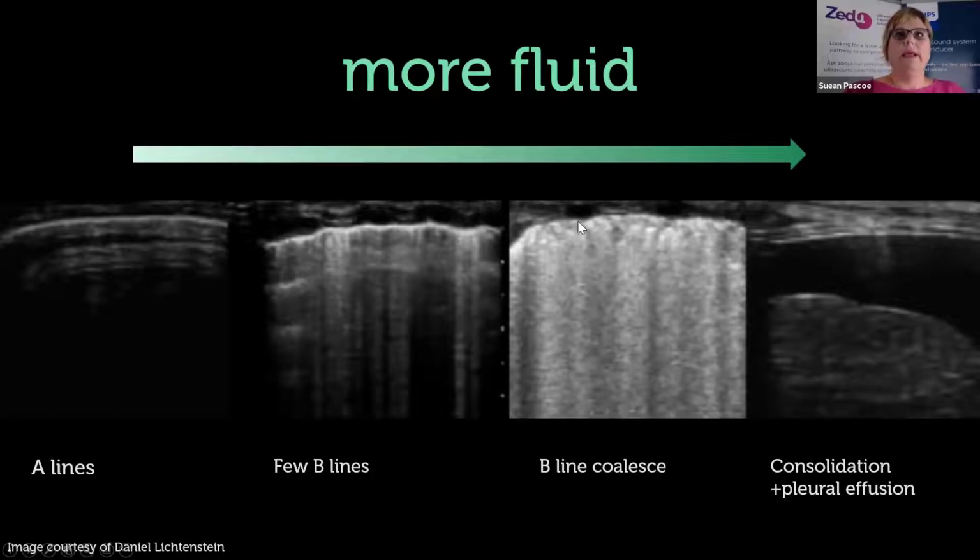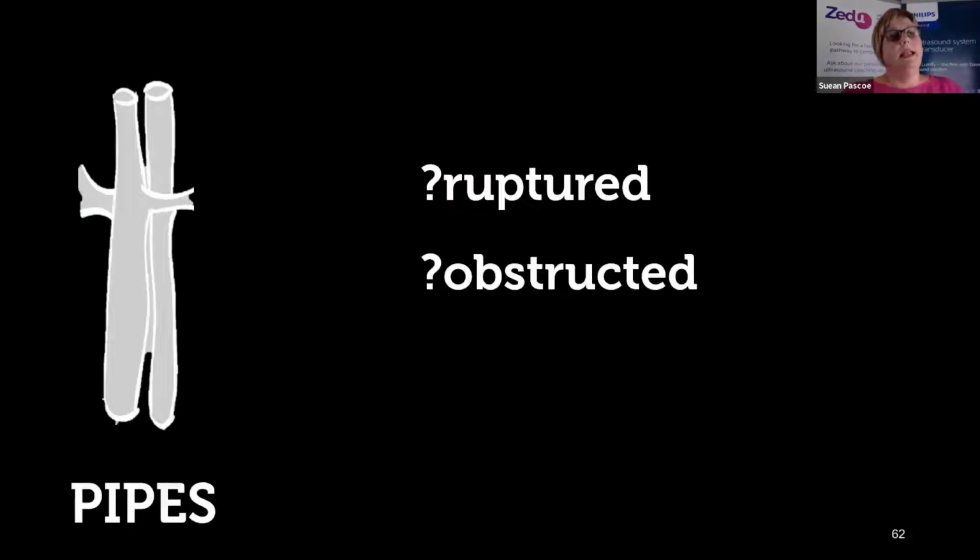So you can quickly, while you're there, take in: are the lungs wet or not, and is the pleural line smooth, or are there signs of pneumonia? And last but not least, we get to the pipes. We're looking to see, are the pipes ruptured or are they obstructed?